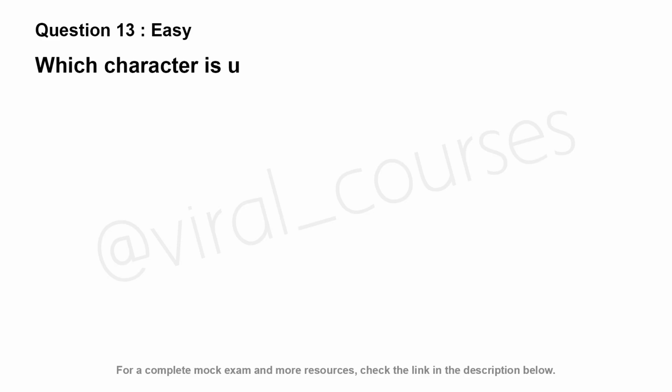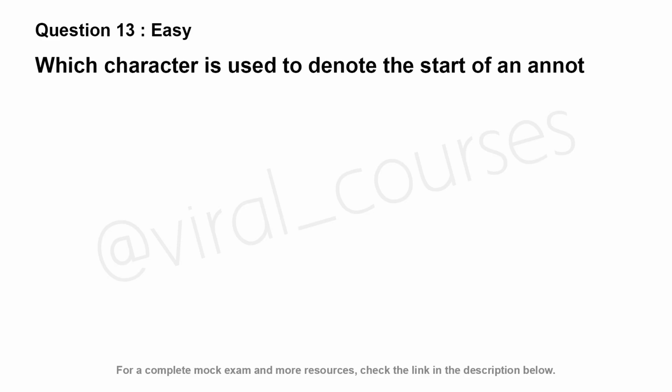Which character is used to denote the start of an annotation in Java? Option A, hash. Option B, $. Option C, @. Option D, &.